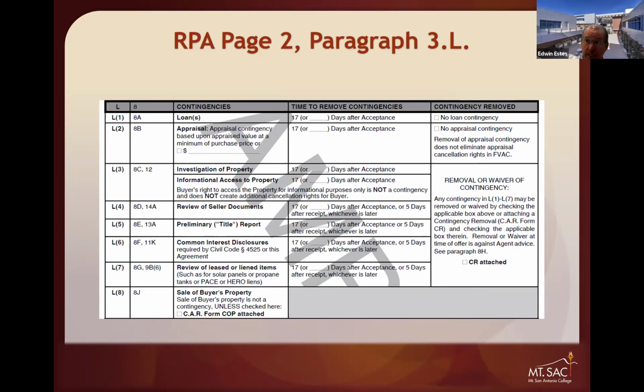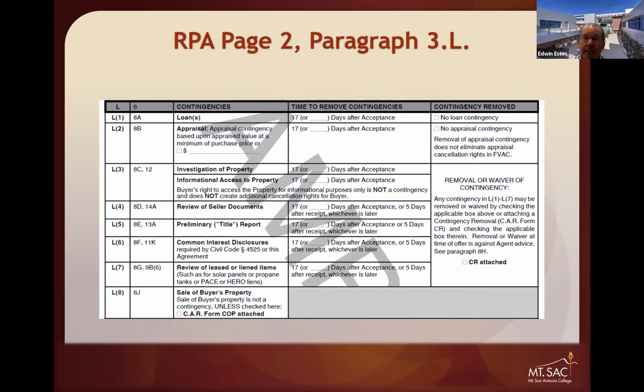Well, what about the buyer can't get insurance because the seller has made too many claims against the property and the buyer can't get hazard insurance and they can't get a loan without hazard insurance? Is that the loan contingency? No. Is that the appraisal contingency? No, that's the investigation of property contingency, because you're supposed to investigate the ability to get insurance on the property. So it's very important that you use the contingencies in the way they were created, all right?